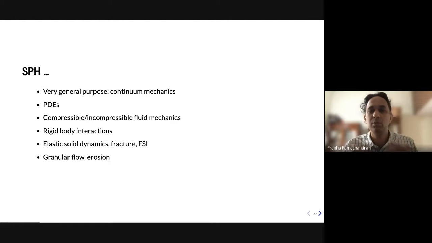And then you apply the usual operators on those, and you end up with the discretization of a differential equation. So you can basically apply this to any kind of PDE, and you can handle compressible fluid flows and incompressible fluid mechanics. You can do rigid body interactions like the example I showed you. You can do elastic solid dynamics. You can do fracture. You can do FSI. There are a whole host of things that you can do. And people have also applied it to ice flow, granular flow, erosion, so the applicability of this is very wide.